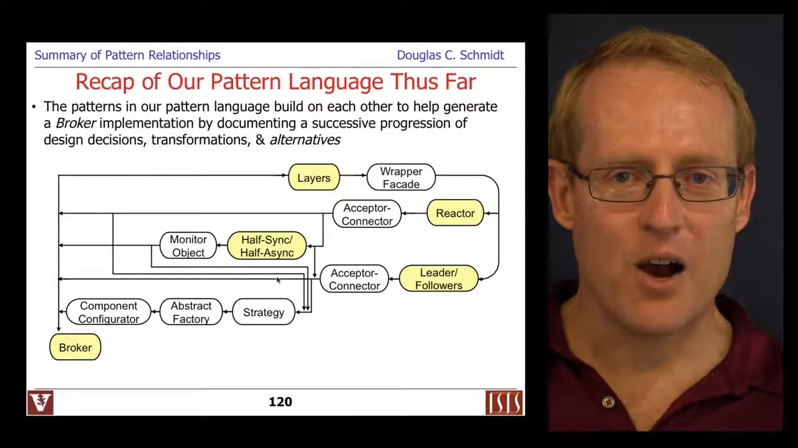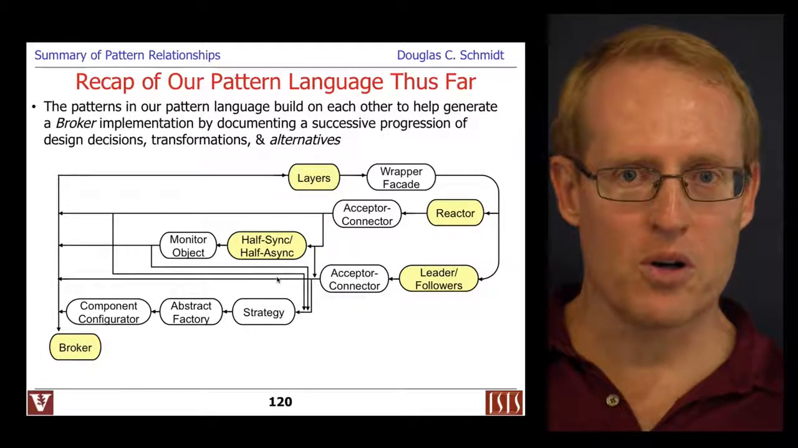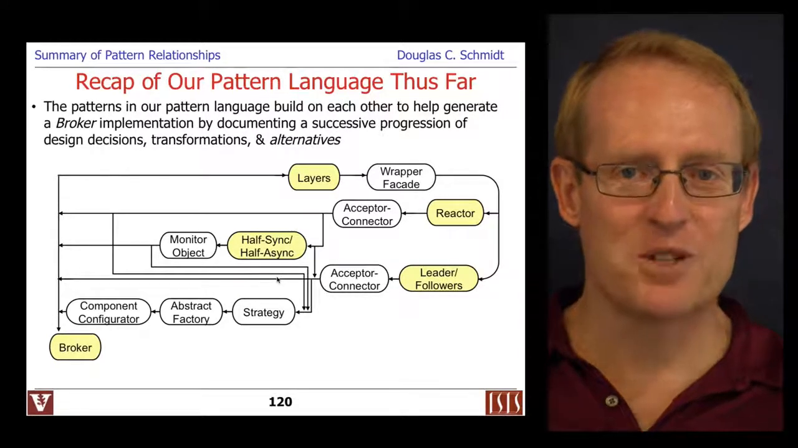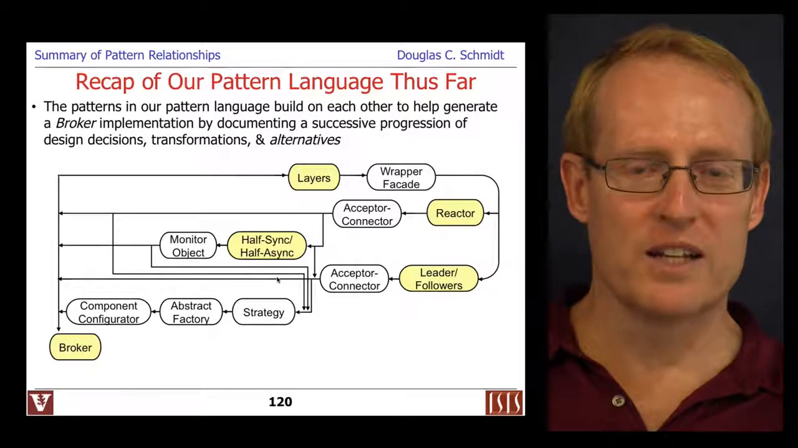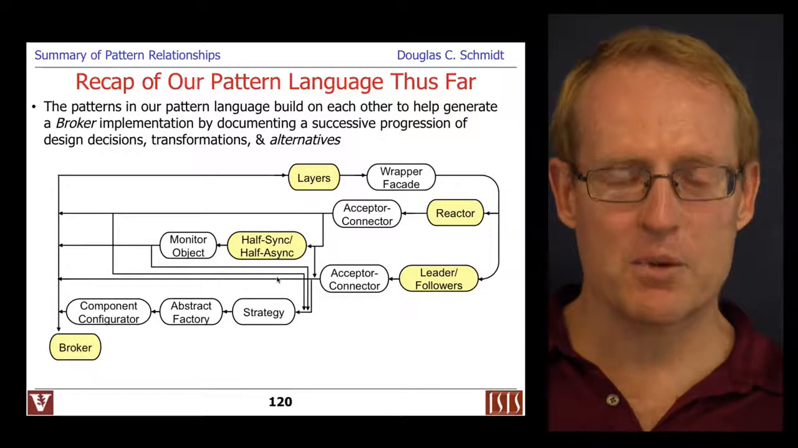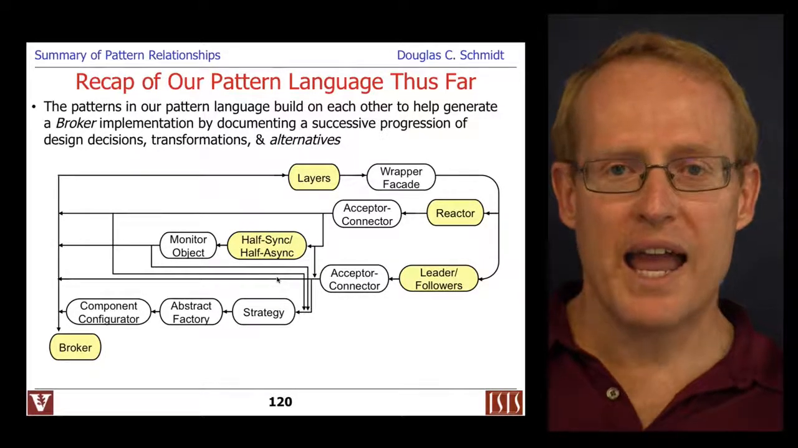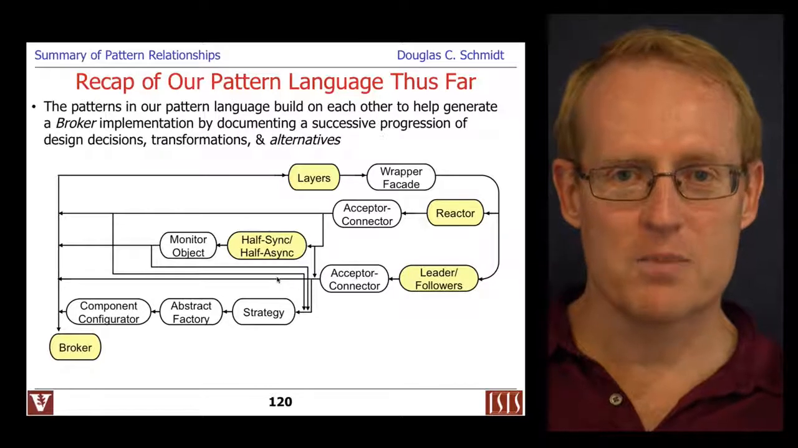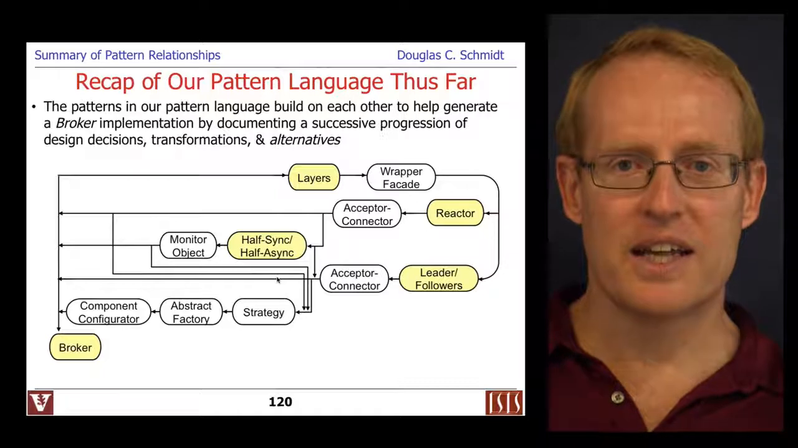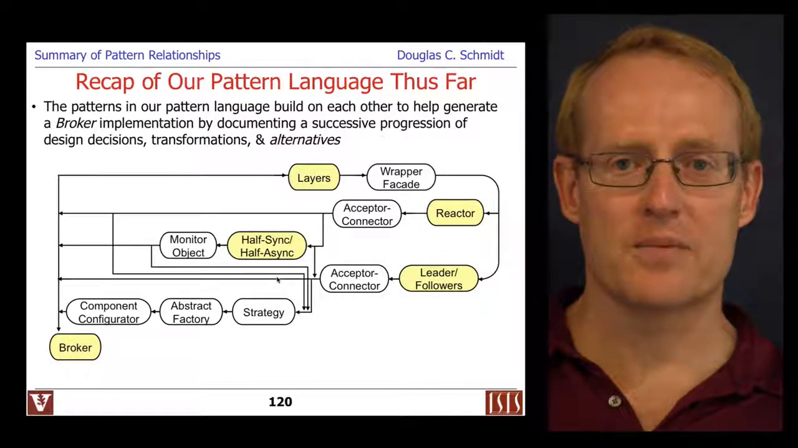Just to recap our pattern language thus far, our pattern language for the broker is composed of about 9 other patterns, not comprehensive, just some of the key patterns you'd run into if you were developing a broker that had to be flexible, had to be efficient, maybe had to be scalable, and so on. And we talked earlier in the previous part about how you can navigate through the different paths in this pattern language to meet your different requirements under different circumstances.